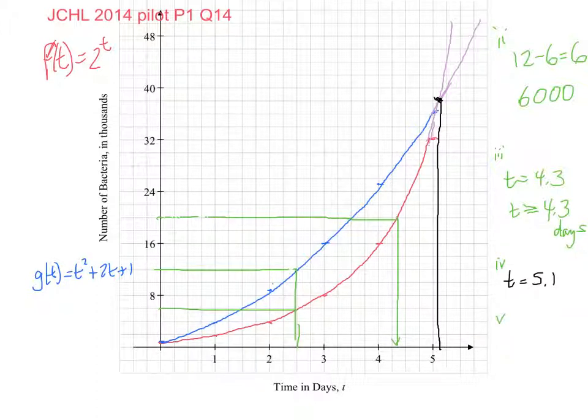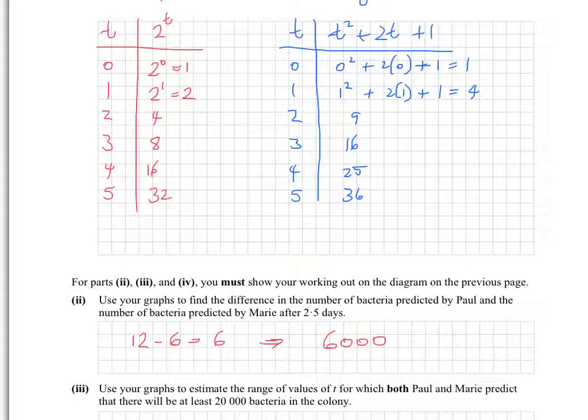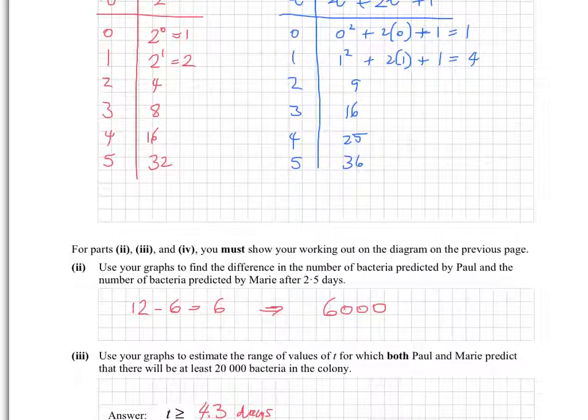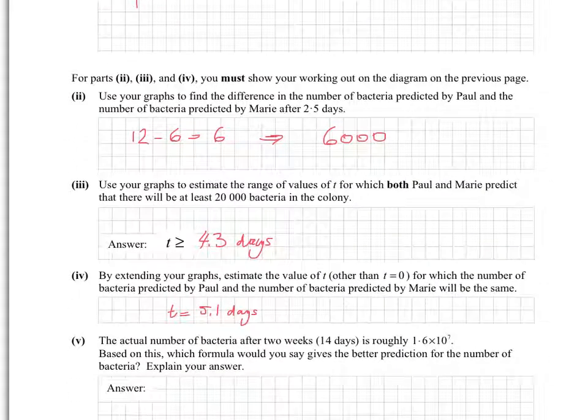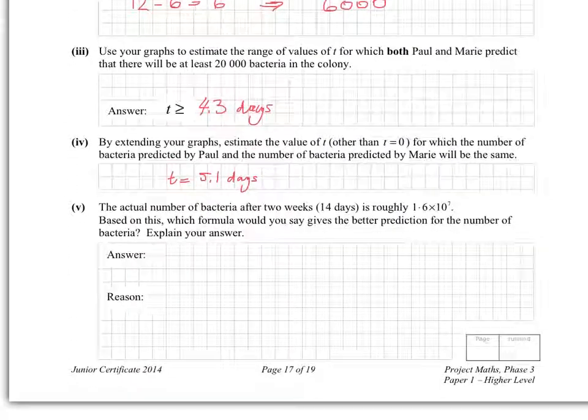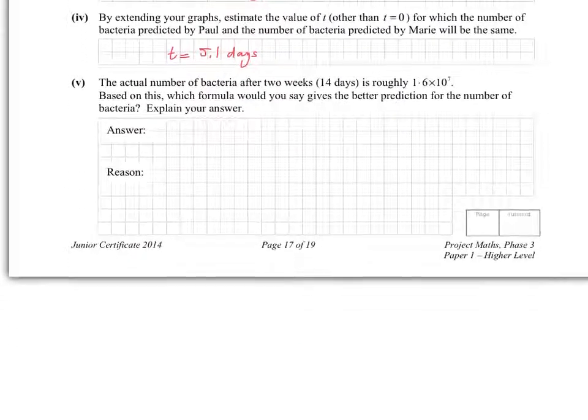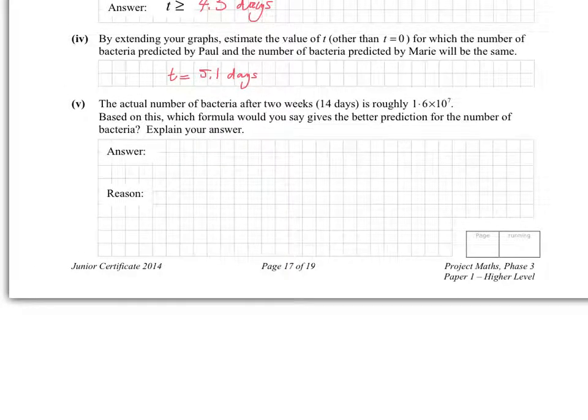Moving on to part 5. We don't need to use the graph for part 5, and just so you can see, here are the workings we did for drawing the graph, and the workings for each of those previous 3 parts of the question. So for part 5, the actual bacteria is 1.6 times 10 to the power of 7.